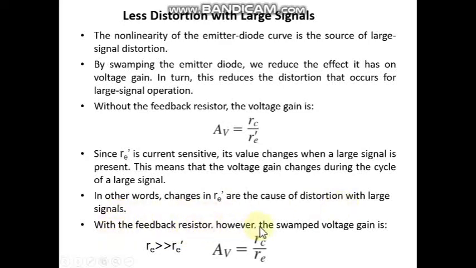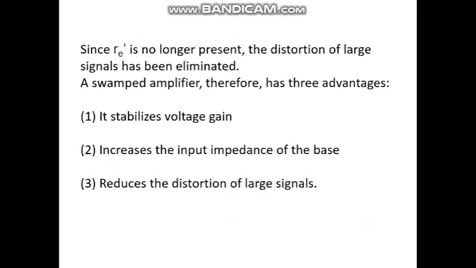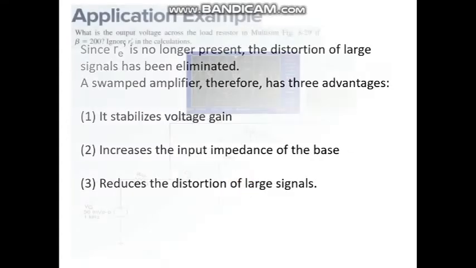With the feedback resistor, however, the swamped voltage gain is RC upon RE, not RC upon RE dash. So we can reduce that effect and we can reduce the distortion. Since RE dash is no longer present, the distortion of the large signal has been eliminated. A swamped amplifier therefore has three advantages. It stabilizes the voltage gain, increases the input impedance of the base, and reduces the distortion of the large signals.